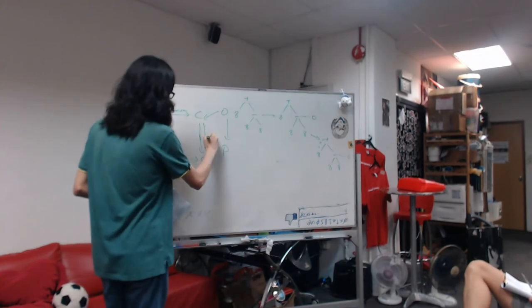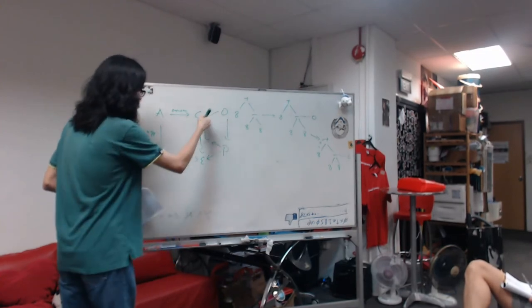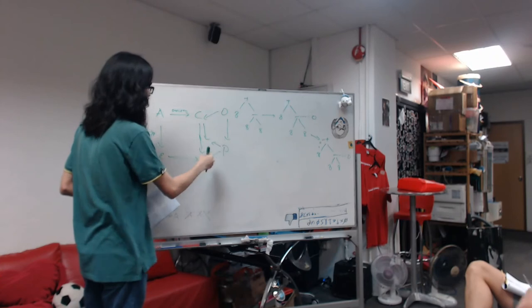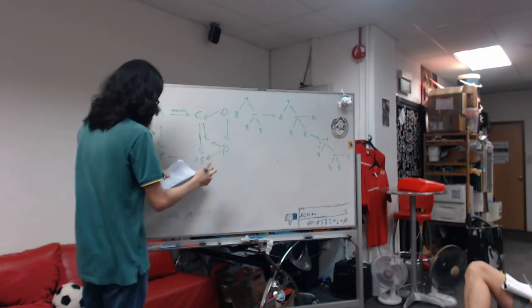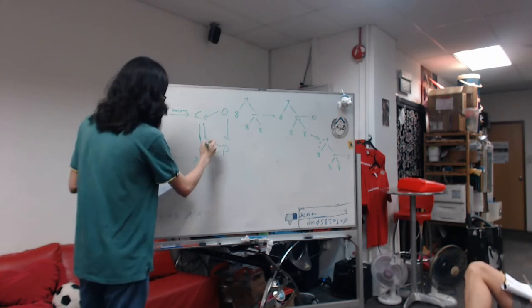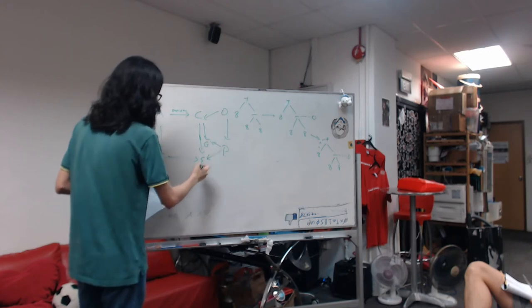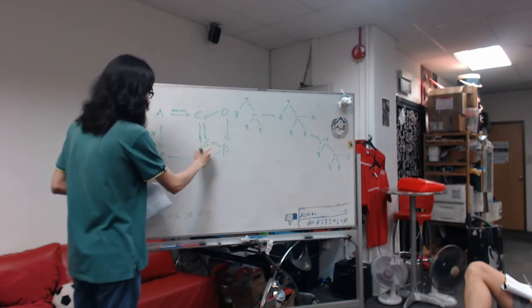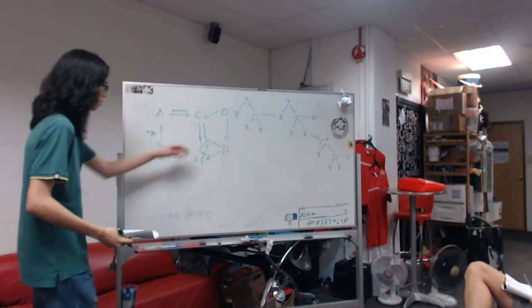Then you glue together these two. You glue together C and P along the common part that you identified. So this gives you some G prime. And because of the push-out property, this has an arrow into E.